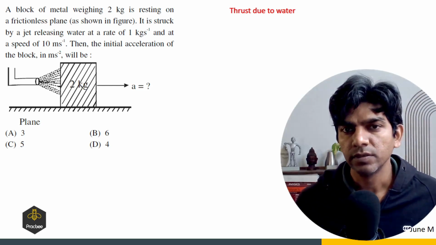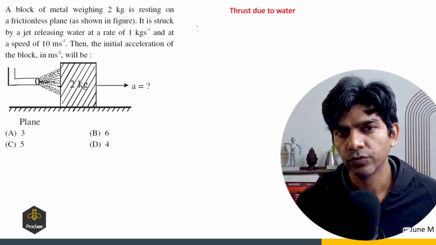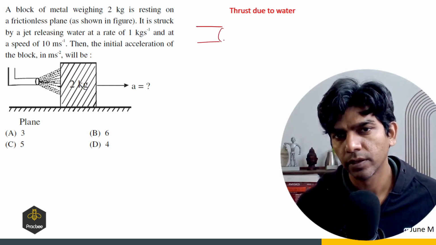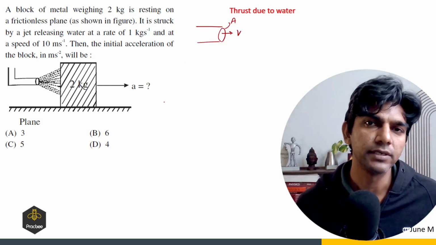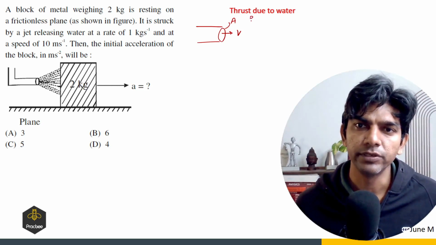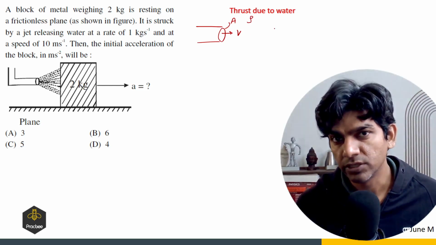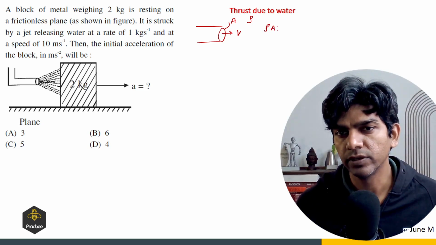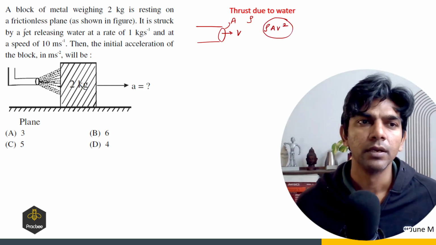Okay, the next concept is based on the thrust due to water. Here you have to remember that if the fluid is in a pipe and fluid is coming out with a velocity v, and the area of cross section is A, and the density of the fluid is rho, then the force experienced by the pipe due to the ejected fluid will be rho A v square, right? So this expression you have to remember.